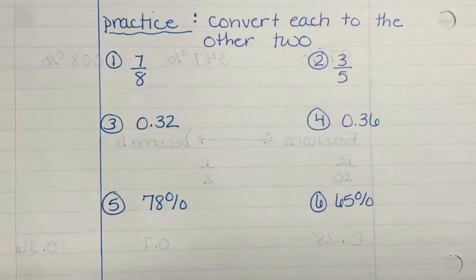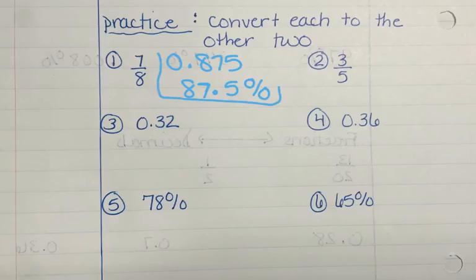So let's do one together. So 7/8, I need to convert that to a decimal and a percent. So I'm going to divide 7 divided by 8. And we get 0.875. And now I also want it to be a percent. So I've got to move that decimal 2 places. So it becomes 87.5%. So that's the other 2 right there. So go ahead and pause this video and do the other 5 problems.